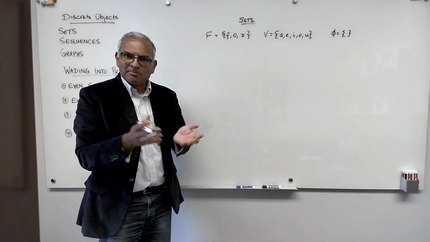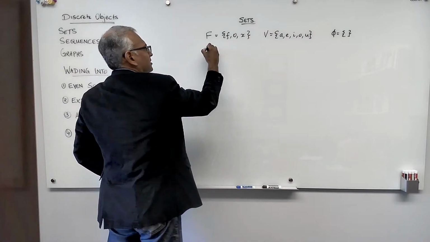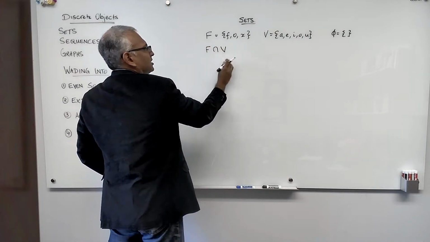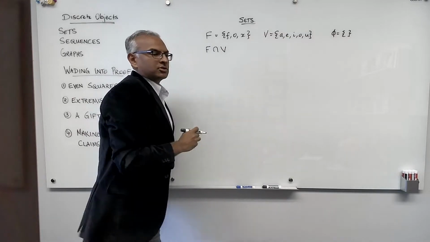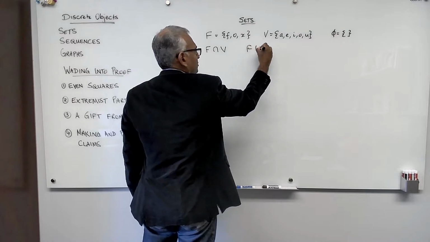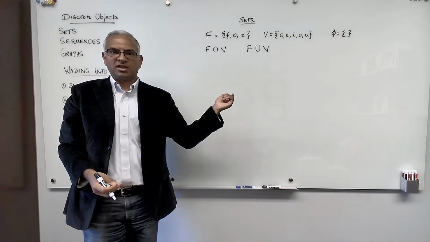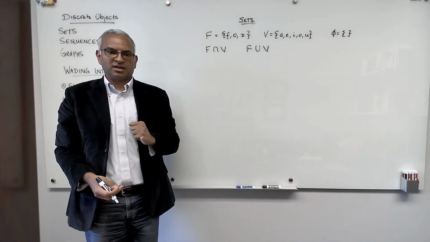In particular, we can combine sets to get other sets. So you should be able to tell me what is the intersection, F intersection V, the elements that are common to these two sets. You should be able to tell me what is the union, F union V. So that's the combination of the two sets. You take everything in one set and combine it with everything in the other set.